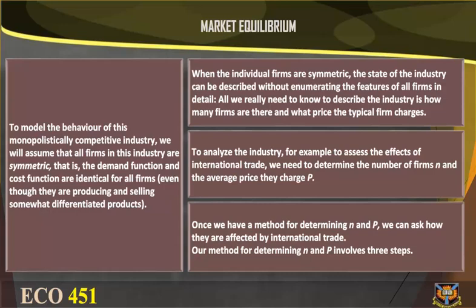To analyze the industry, for example, to assess the effect of international trade, we need to determine the number of firms, N, and the average price they charge, P-bar. Once we have a method for determining N and P-bar, we can ask how they are affected by international trade. Our method for determining N and P-bar involves 3 steps.